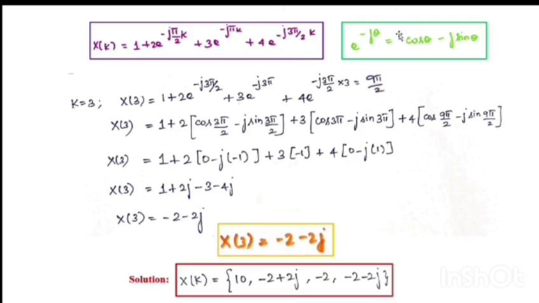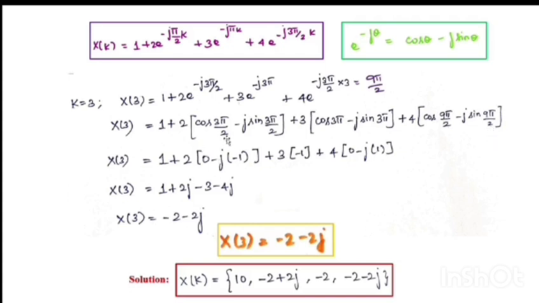Now I am going to substitute in this trigonometric identity again. Here the value of theta will be 3 pi by 2. So the equation will be cos 3 pi by 2 minus j sin 3 pi by 2, plus, here I am going to consider theta as 3 pi, so cos 3 pi minus j sin 3 pi. And here I am going to consider theta as 9 pi by 2, so it is going to be cos 9 pi by 2 minus j sin 9 pi by 2.